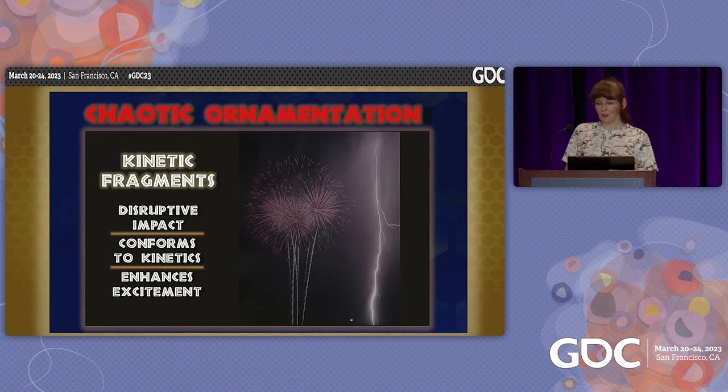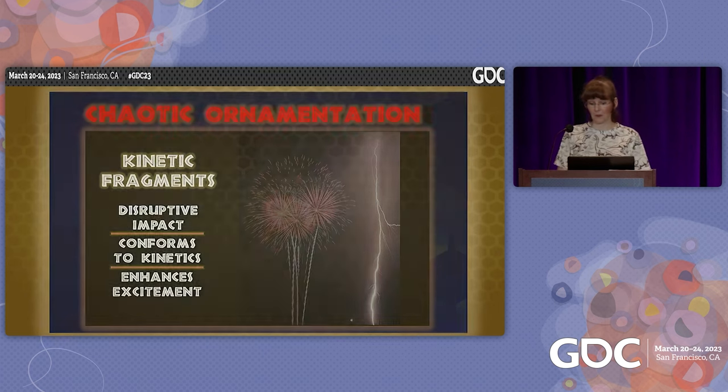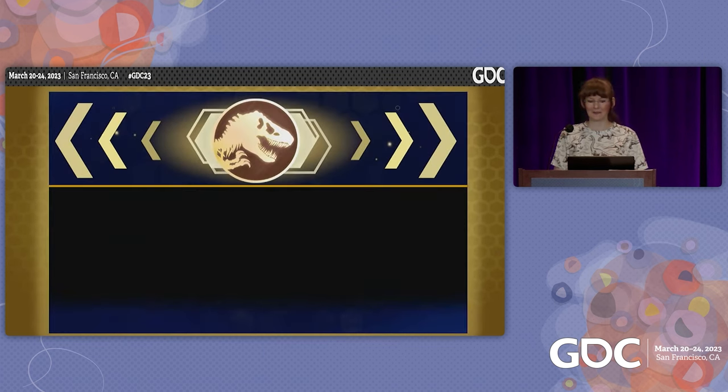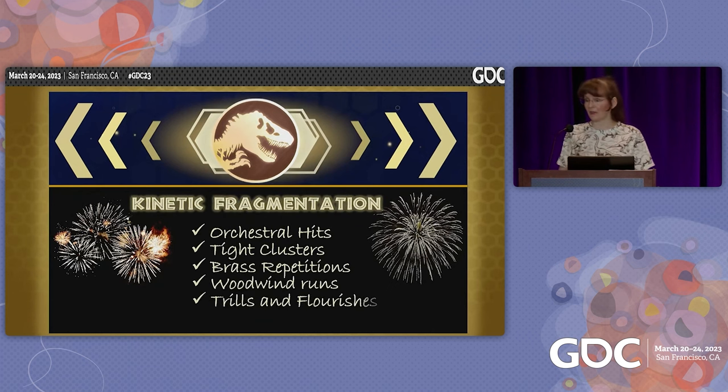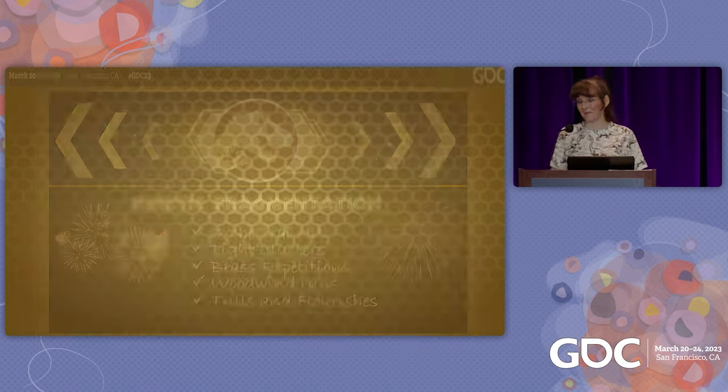So let's check out an example of kinetic fragmentation in a combat track that I composed for Jurassic World Primal Ops. You're going to be hearing lots of big orchestral hits in tight clusters, anxious brass repetitions, hectic woodwind runs in multiple opposing scales, forceful trills and flourishes, all coming together to add chaos to the kinetics of the game.